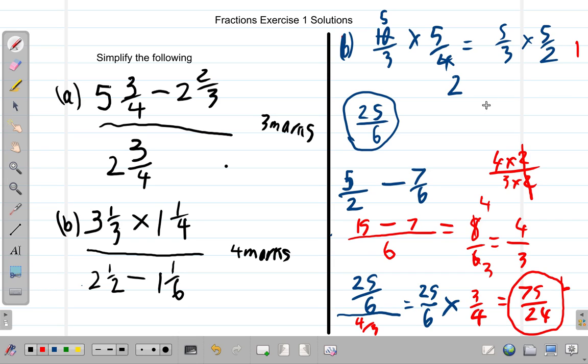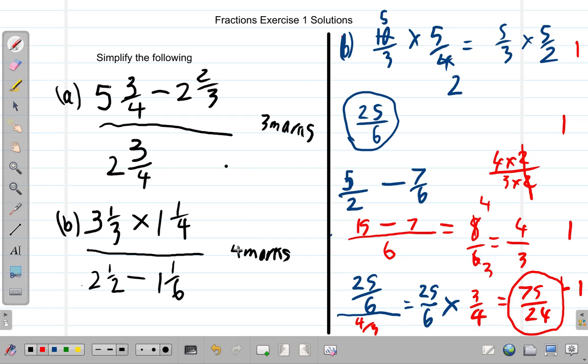Alright. So how this might be marked: once you turn both into improper fractions and multiply, you get a mark. When you multiply out properly and get 25/6, another mark. When you turn this into an improper fraction and simplify, another mark. And then for the fourth mark, you have 25/6 multiplied by 3/4 and simplify for the additional marks.